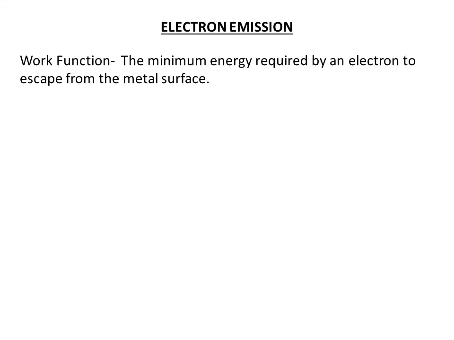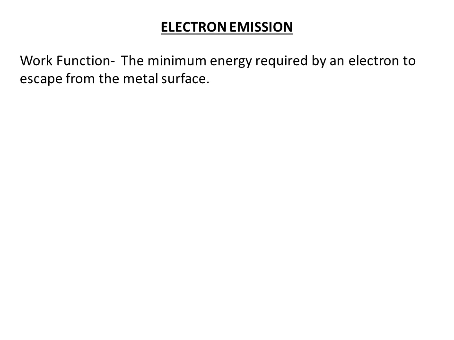Work function is the minimum energy required by an electron to escape from the metal surface. We know that there are free electrons inside the metal, but they cannot come out of the metal surface as they are pulled back by the positive ions inside the metal. Work function can be provided to an electron by three different methods.